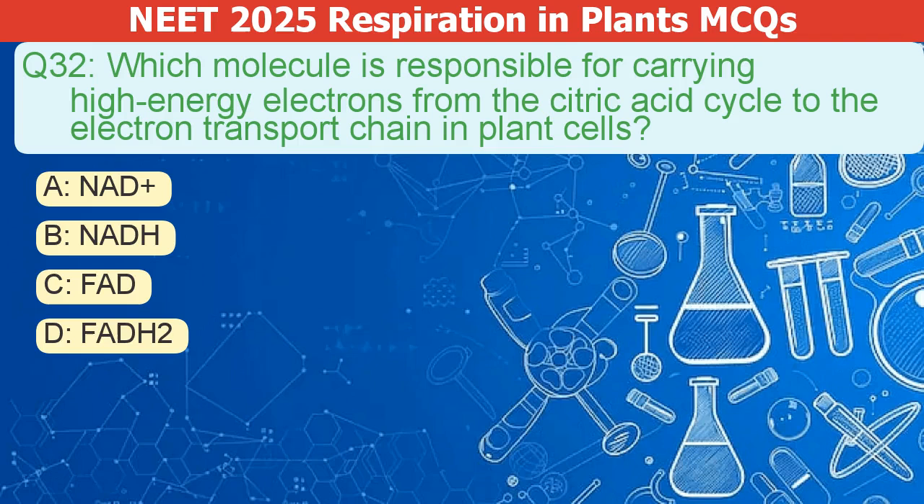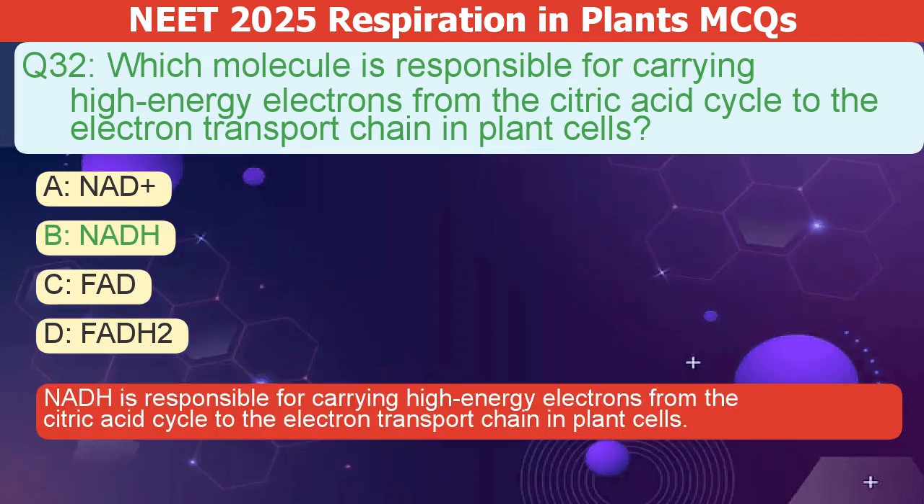oxygen. Which molecule carries high-energy electrons from the citric acid cycle to the electron transport chain in plant cells? A. NAD+, B. NAD, C. FAD, D. FADH2. The correct answer is B. NAD carries high-energy electrons from the citric acid cycle to the electron transport chain in plant cells.